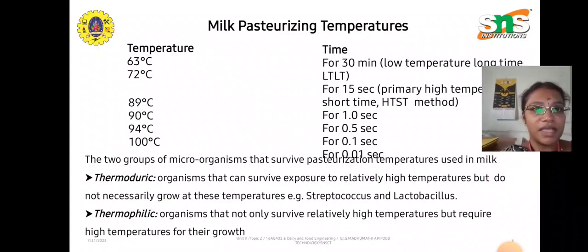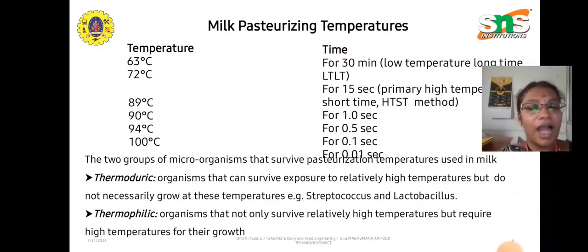The two major groups of microorganisms, the thermoduric and the thermophilic forms, get destroyed. Thermoduric organisms are those that can survive exposure to relatively high temperatures, but they do not grow at these temperatures. For example, Streptococcus and Lactobacillus are thermoduric microorganisms. Thermophilic organisms survive at relatively high temperatures, and they require high temperatures for their growth.